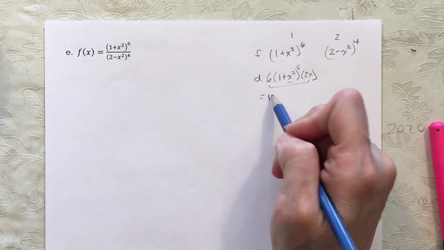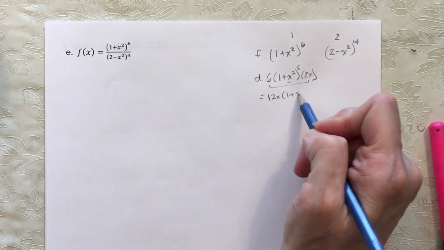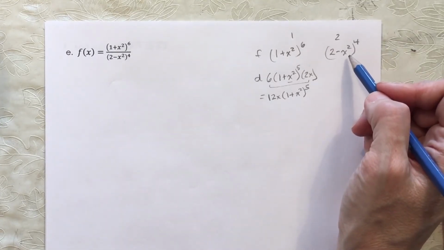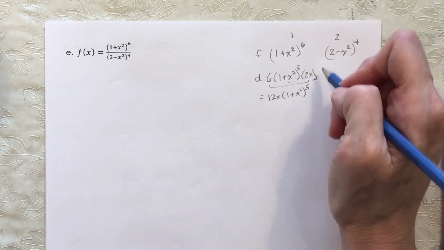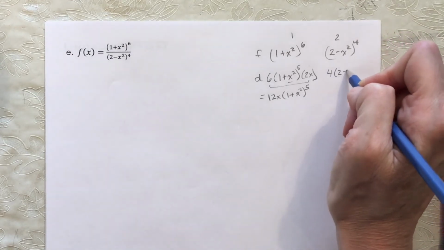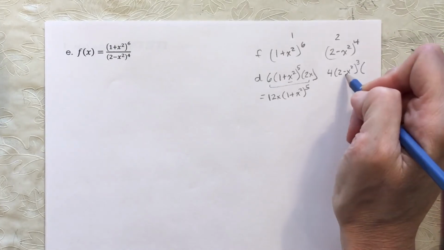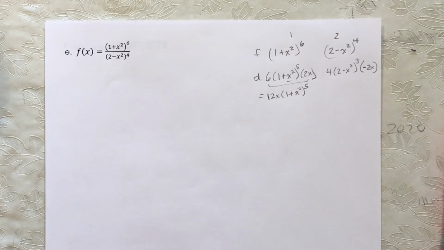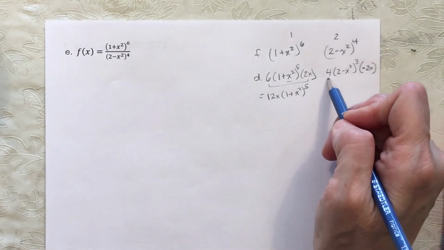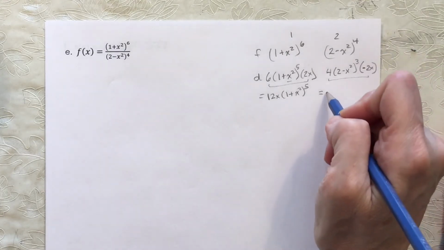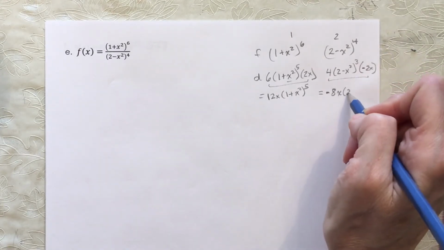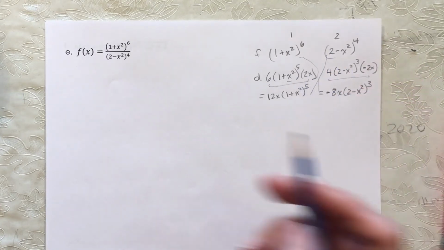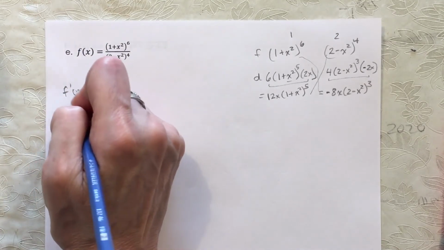And then simplify. So 12x times 1 plus x squared to the 5th. And then the second, when we derive it, we need the chain rule again. So 4 times 2 minus x squared cubed times the inner derivative, which is, careful, negative 2x, because the derivative of negative x squared is negative 2x. And then you can simplify that to negative 8x times 2 minus x squared cubed. And then we can start our quotient rule now.